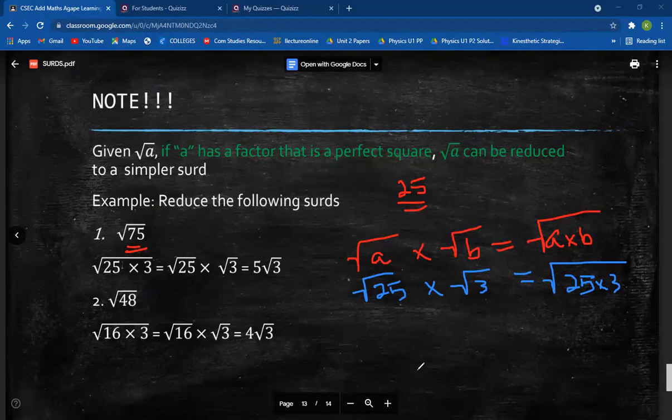Yes or no? Yes, miss. Okay, let me know if you didn't get that, yeah?